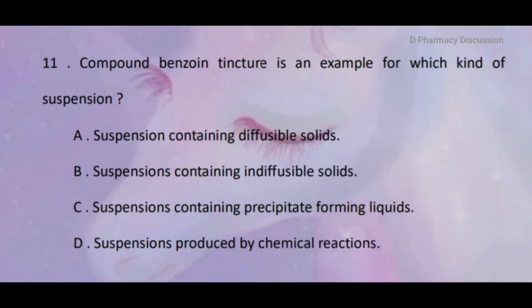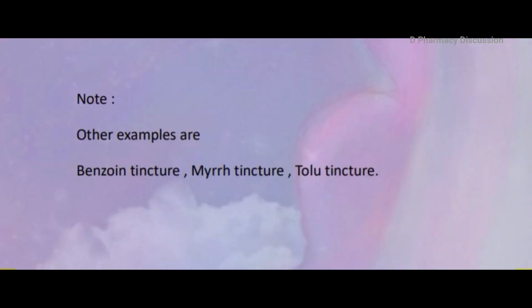Question number 11. Compound benzoin tincture is an example for which kind of suspension? Options are A suspensions containing diffusible solids, B suspensions containing indiffusible solids, C suspensions containing precipitate forming liquids, and option D suspensions produced by chemical reactions. Correct one is option C, that is suspensions containing precipitate forming liquids. Then other examples are benzoin tincture, myrrh tincture, and tolu tincture.